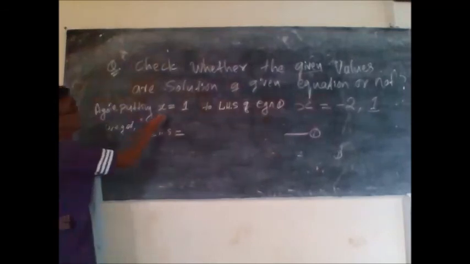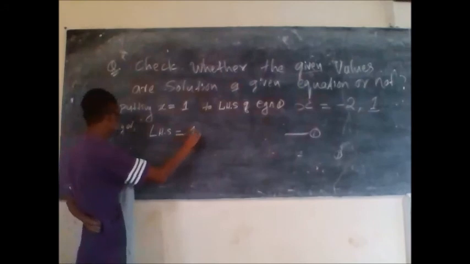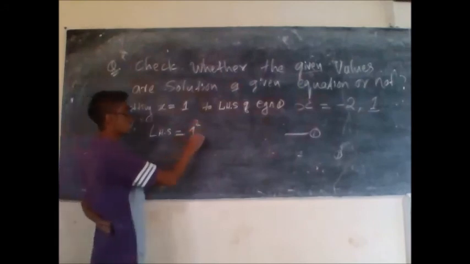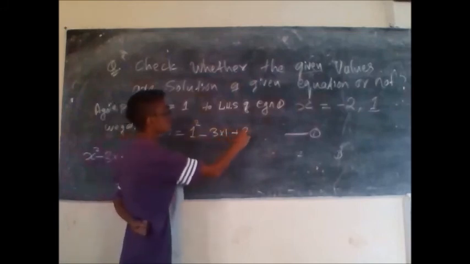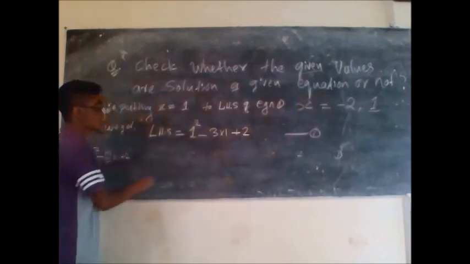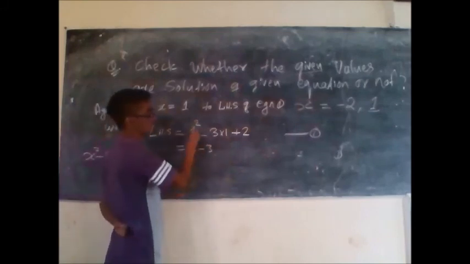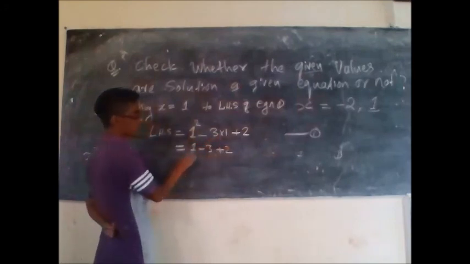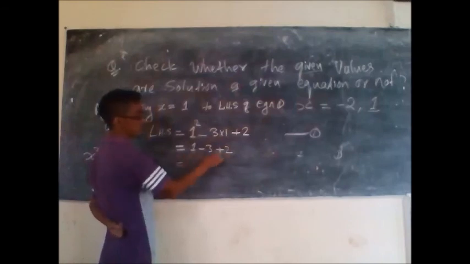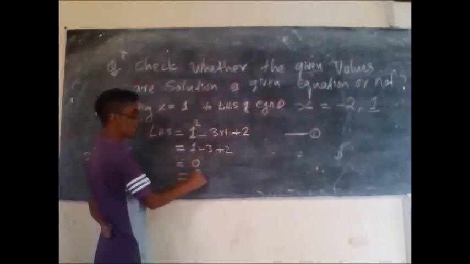With x equal to 1, we get 1 square minus 3 multiplied by 1 plus 2, which is 1 minus 3 plus 2. 1 plus 2 is 3, minus 3 gives 0, which is equal to the right hand side.